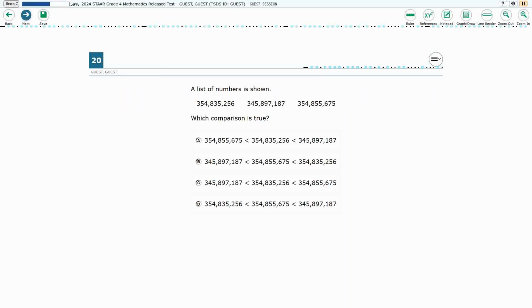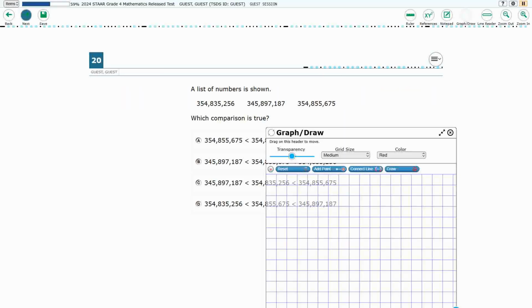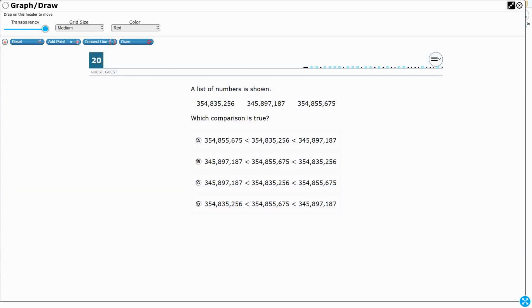Number 20, we are comparing and ordering numbers. This is 4.2c, and we just need to find the correct comparison. Now, that's a lot of numbers right there, and they're all shown horizontally. I want to show them vertically. So what I want to do here is I want to use my colors here. I want to draw between the periods here. I want to do like this, right? And then I'll just do some lines like this.